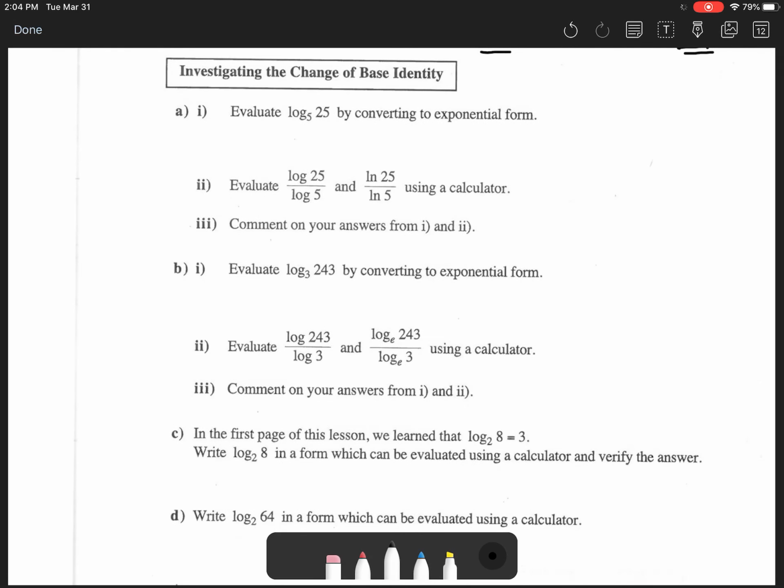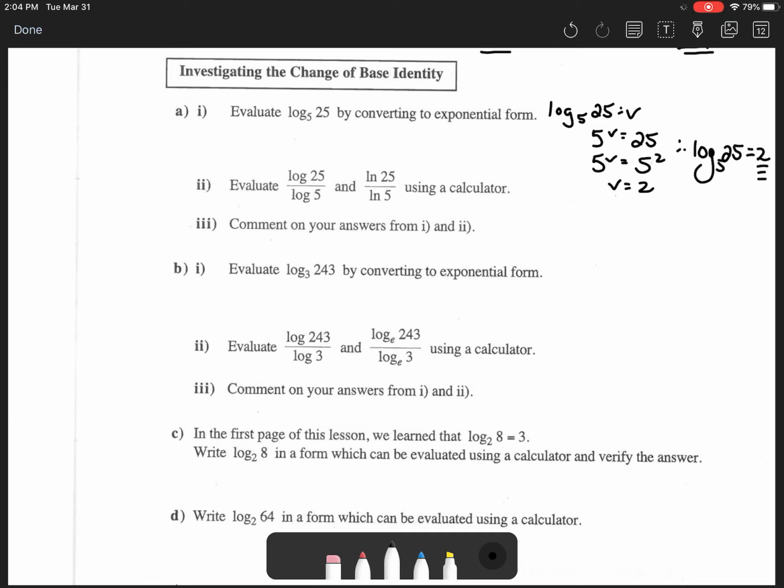So in part A, evaluate log base 5 of 25 by converting to exponential form. This one we'll be able to do. Log base 5 of 25 equals v. So 5 to the exponent of v will equal 25. 5 to the exponent of v will equal 5 squared. So v will equal 2. Therefore, log base 5 of 25 is equal to 2. So there's our answer.